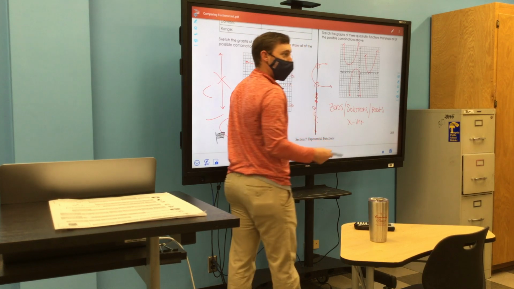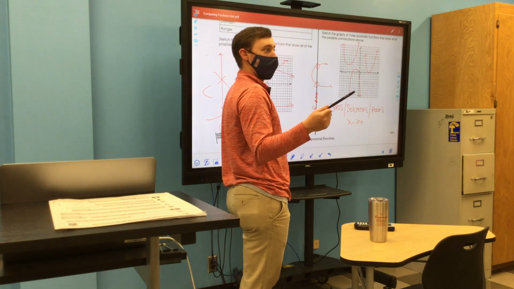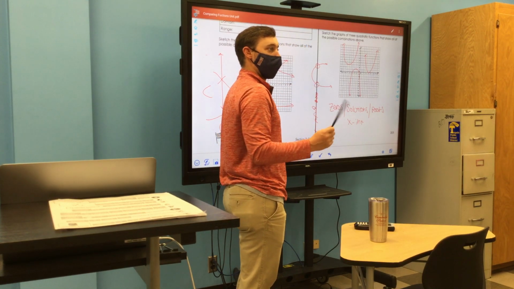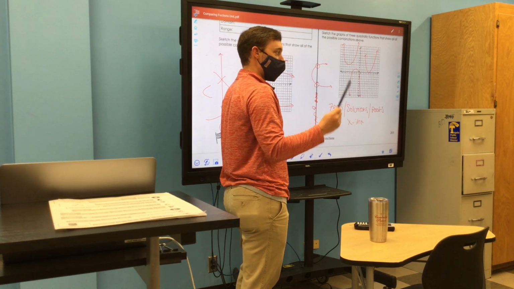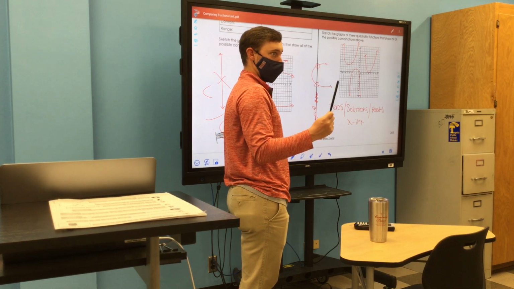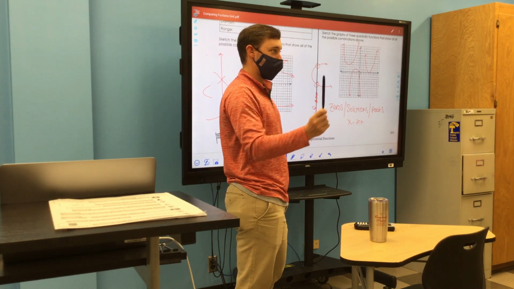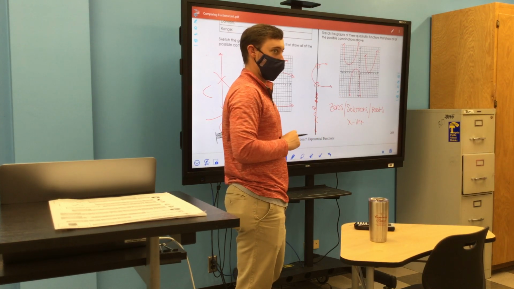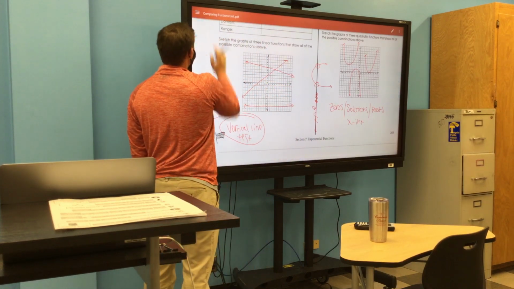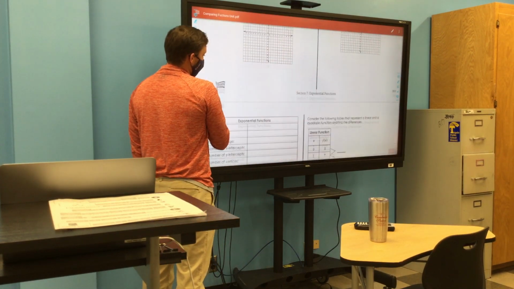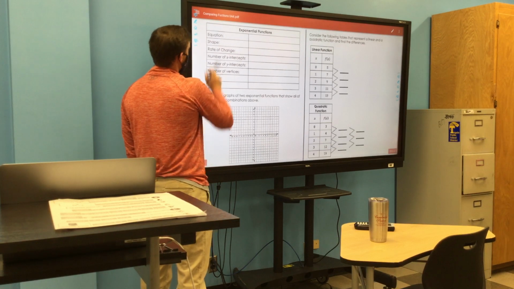Remember, Jalen pointed this out, you always have a vertical line with you, because you always will have a pencil for the state test. You can use your pencil on that screen to tell if it's a function or not. All right, now let's go on and look at exponential functions.